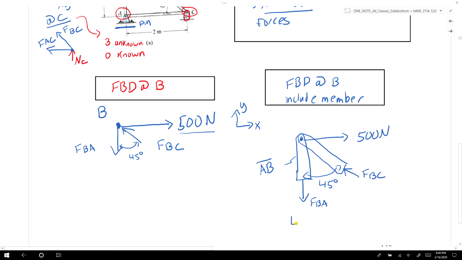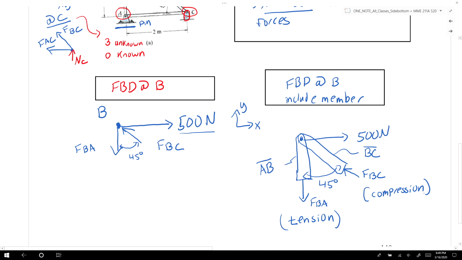Therefore, we can say that this member would be in tension. Now, if we look at FBC, this is supposed to represent member BC. You can see that the force is pushing on that member, so we can say that that member would be in compression.